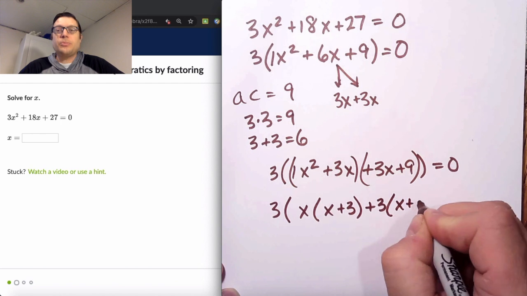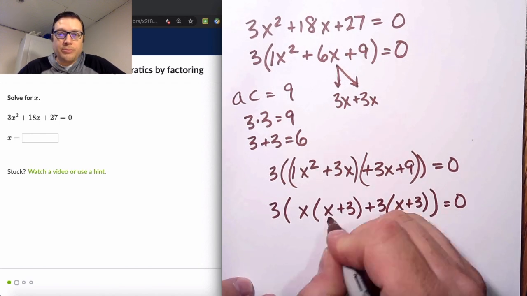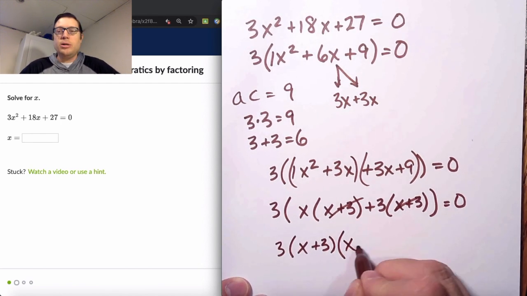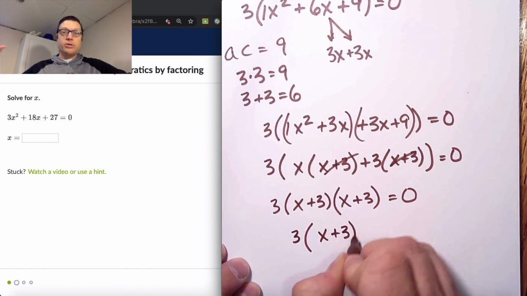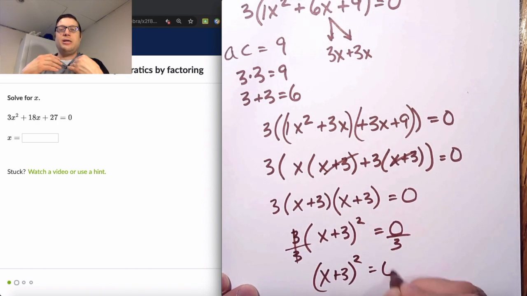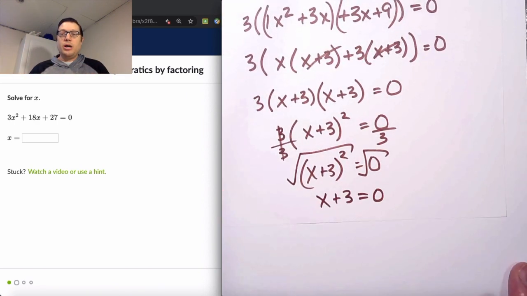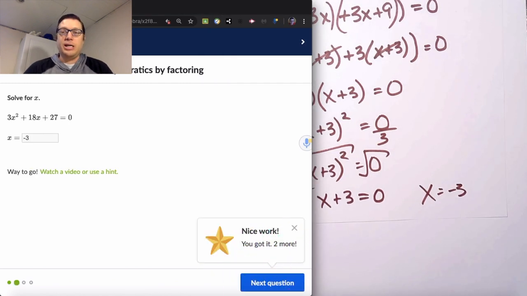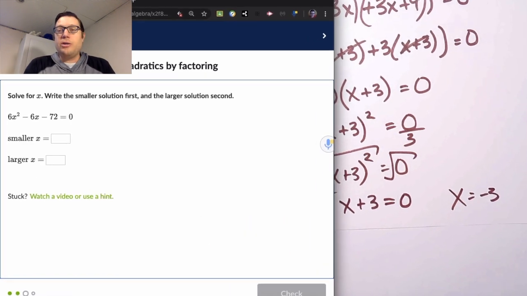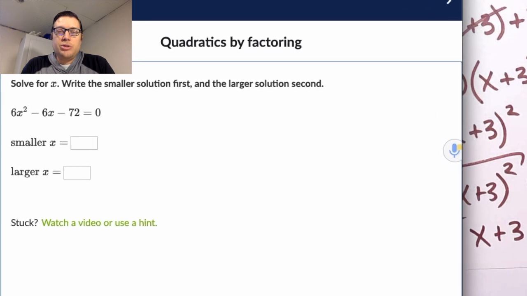Group and factor, and then factor again because x plus 3 showed up twice, so that gets pulled out, and whatever's left we bring together as the final factor. I'm showing you a process of solving to get x by itself, and there we have it. We actually wind up with one answer.